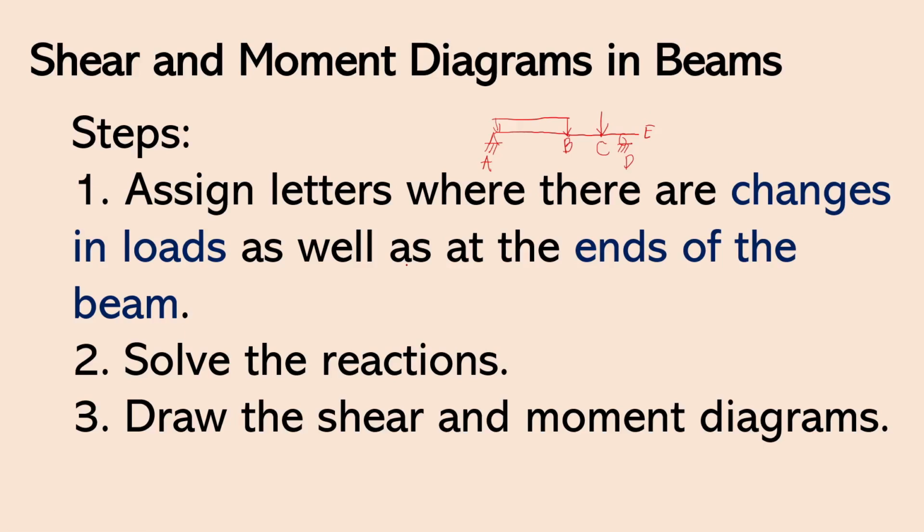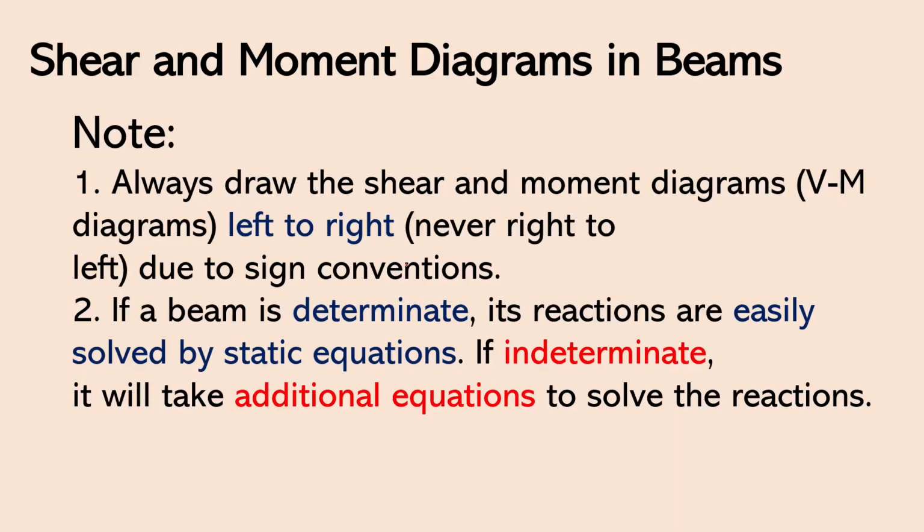And then, the next step is to solve the reactions. Because, our beam is in equilibrium. And so, we need this to proceed to step 3, which is the formation of the shear and moment diagram. And then, these are the things that you have to consider. First, always draw the shear and moment diagrams from left to right, never right to left. Now, that's because of our sign conventions, which I will discuss later.